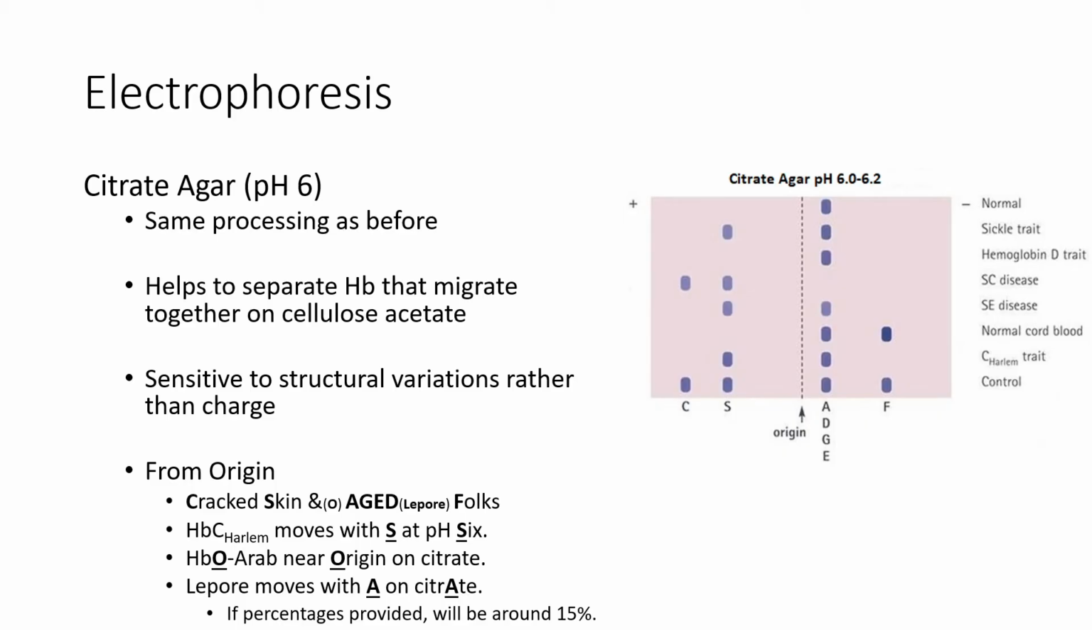The mnemonic to remember for citrate at pH 6 is cracked skin and aged folks, with and signifying the origin. C and S run in their own bands towards the anode. O Arab runs near the origin. And D, G, E, and Lepore run in the A band. The F band remains solitary as before in pH 8. C Harlem moves with S on citrate, or at pH 6.